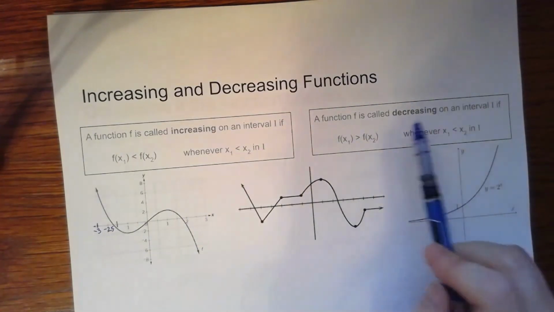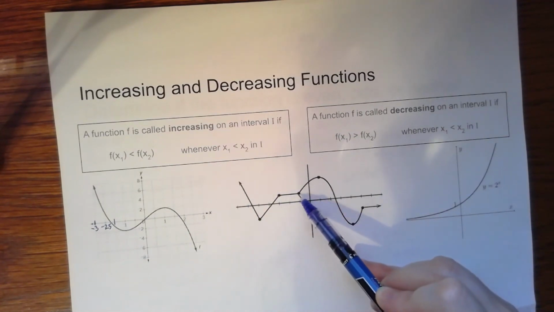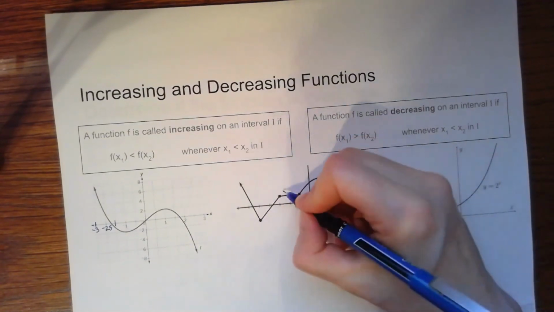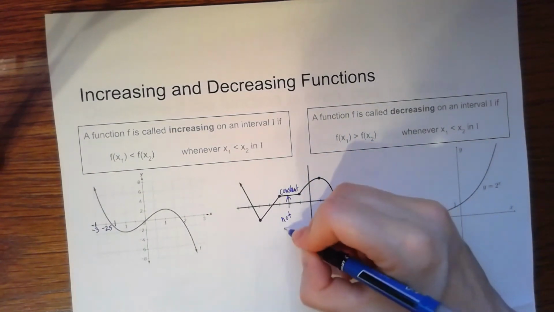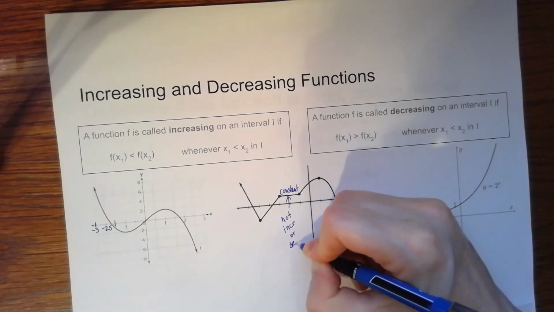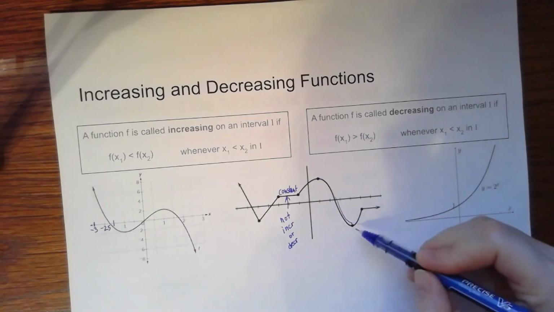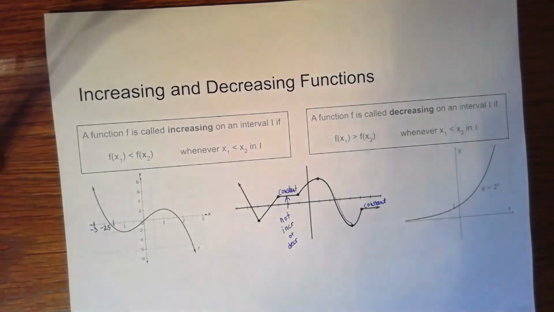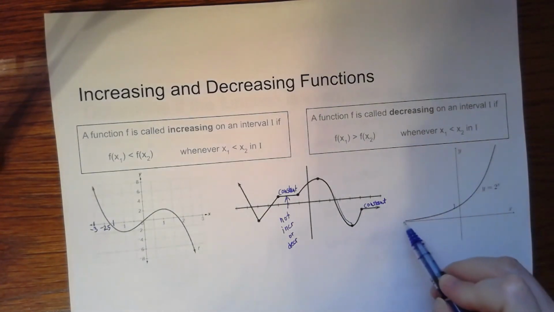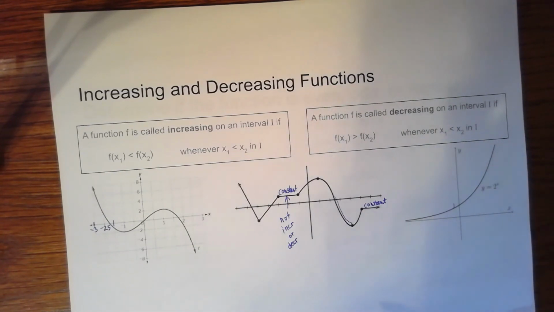Okay. And this one is decreasing, increasing. Here it's neither increasing nor decreasing. This is just called constant. This is not increasing or decreasing. And then we've got increasing, decreasing, increasing, and then again constant. Okay, and this one is always increasing. It's always getting bigger or never getting smaller. So this is increasing everywhere.